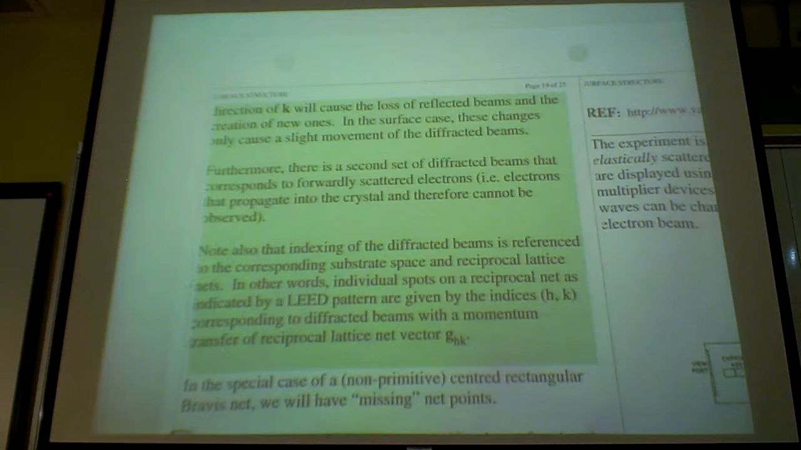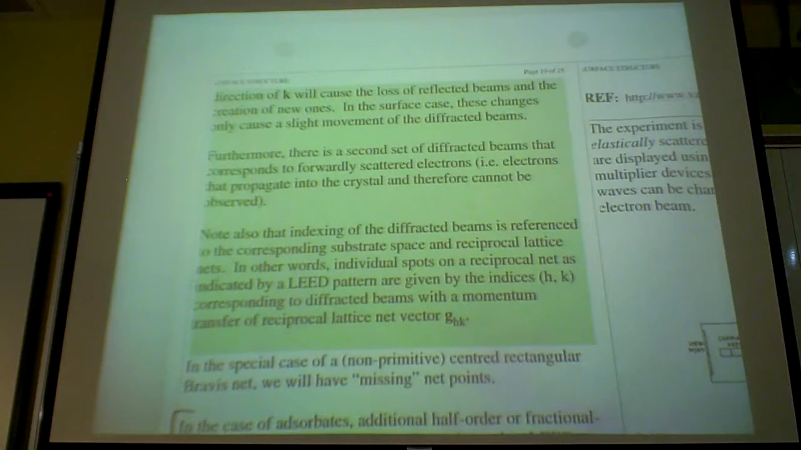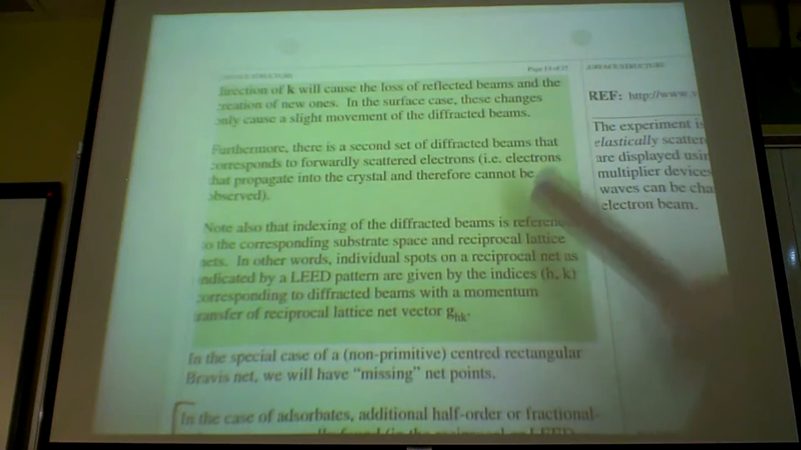Okay, it's a little bit detailed, but in case you come across it again, hopefully you remember a little bit about our discussion here.